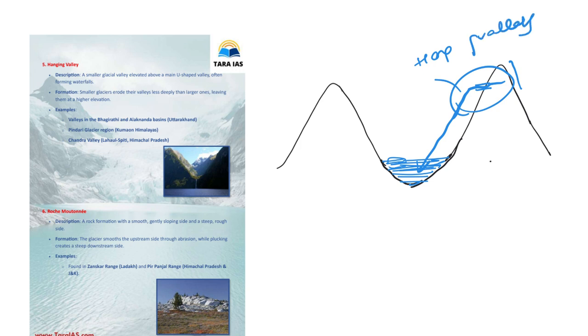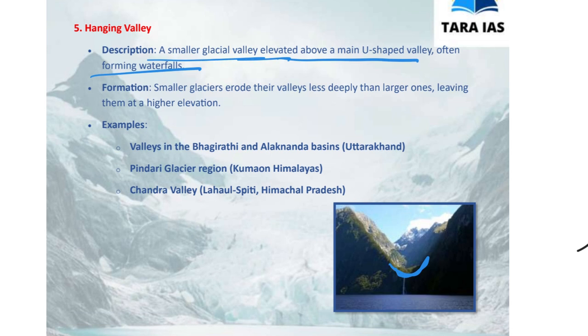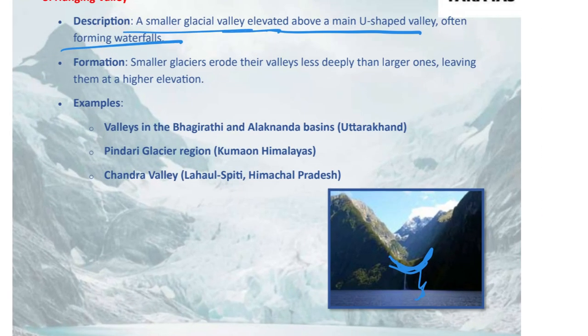Hanging valley. So a hanging valley is nothing but waterfalls. In simpler terms, it is a waterfall. When a tributary is moving towards the U-shaped valley, that is called a hanging valley. So a similar glacial valley elevated above a main U-shaped valley forming waterfalls. Okay, so this is called hanging valley. A tributary trying to join this U-shaped valley, then waterfalls form, and that is called a hanging valley. So here this is the hanging valley. Fine. So what are examples?